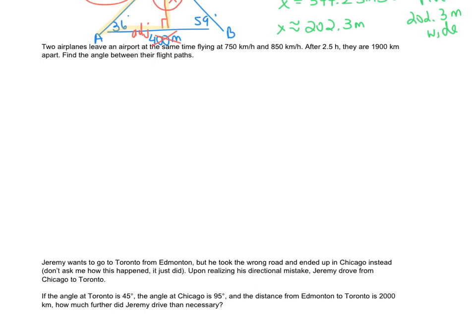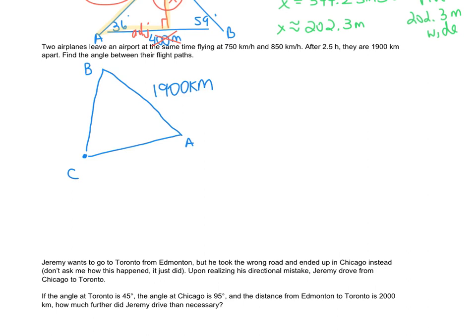So our planes are starting at the same point. So I'm going to label that as, let's say, the airport. One flies in this direction, one flies in this direction. I will label that A and B. And after 2.5 hours, they are 1,900 kilometers apart. And I'll just label the airport as C to finish off this triangle. Now, I do have the lengths of the other two sides.